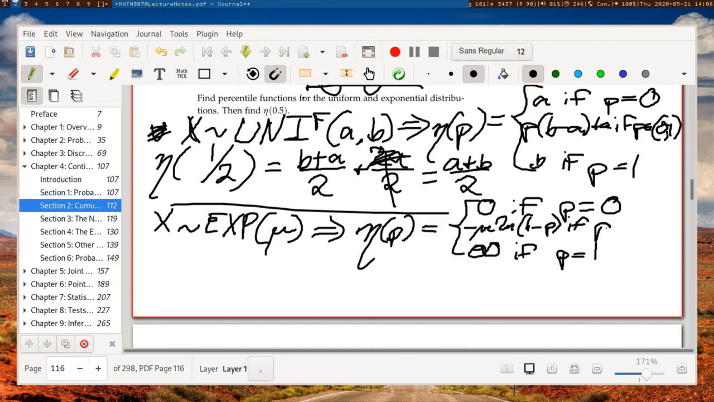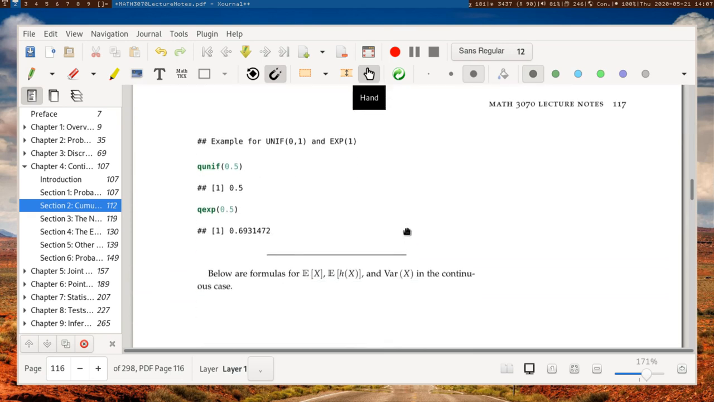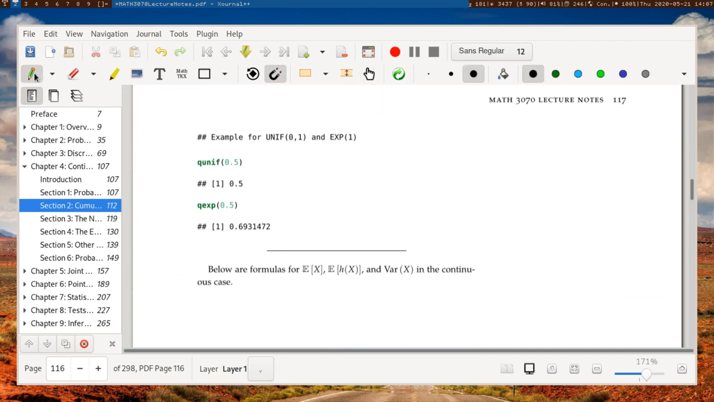Okay. So then, what is the median in general of an exponential random variable? Let's replace p with 1/2. So that's going to be negative mu ln(1 minus 1/2), which is 1/2, which is equal to mu ln of 2. All right. So some examples of percentiles. Here's the median of a standard uniform where the lower bound is 0 and the upper bound is 1. What's in between 0 and 1, exactly in the middle at 1/2, is 1/2. All right, shocker. This is a little bit more interesting. So that's actually evaluating to ln of 2.